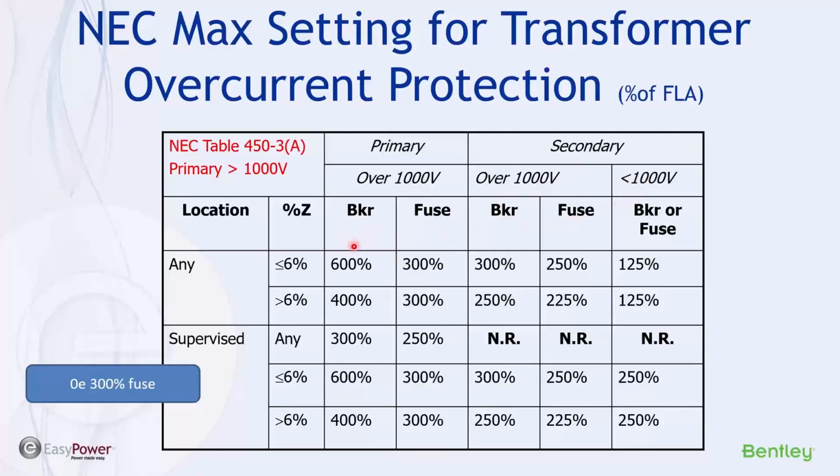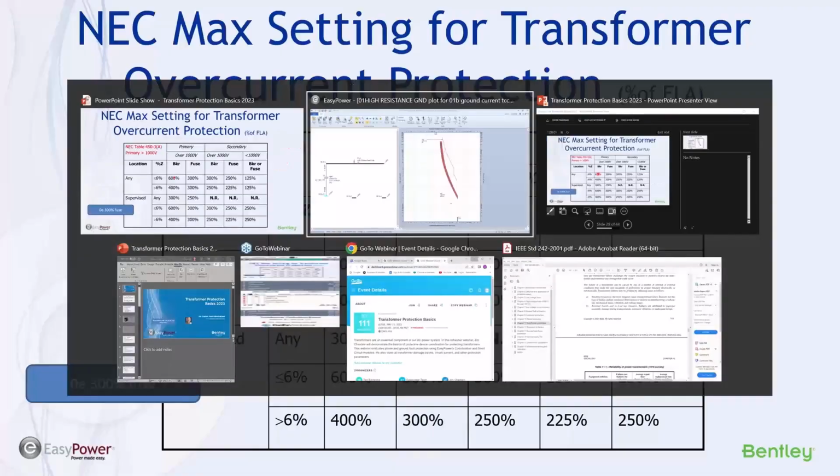And then whether we're using a breaker on the primary, fuse on the primary, and breakers or fuses on the secondary. And what we see is the potential for going to 600% of the full load current, 6 times the full load current with a breaker in the primary. That doesn't mean we have to go to 600% because we're cutting it pretty close as far as the damage curve. So let's look at my 300% fuse.